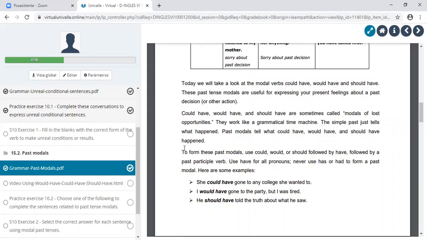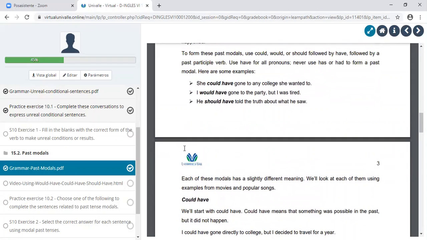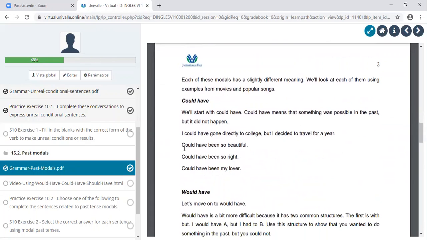Here are some examples. She could have gone to any college she wanted to. I would have gone to the party, but I was tired. He should have told the truth about what he saw. Each of these modals has a slightly different meaning. We'll look at each of them using examples from movies and popular songs.